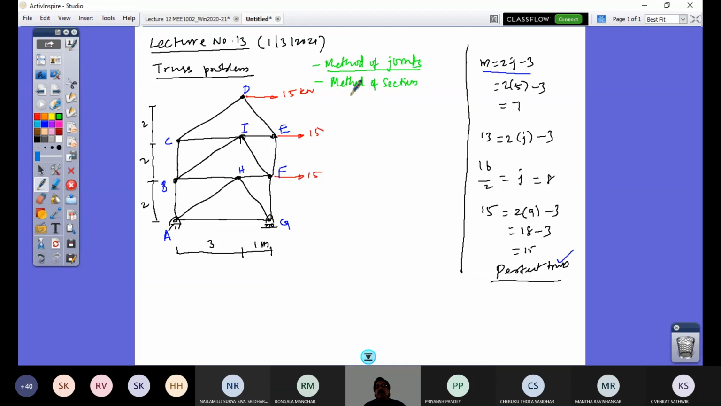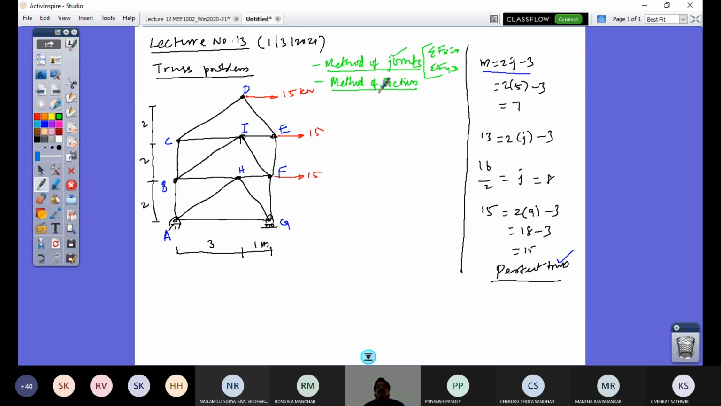So what is this method of section and method of joint? Basic difference. In method of joints, as you draw the free body diagram of the joint, you have a planar concurrent system of forces in the free body diagram. So you require only sigma Fx equals 0 and sigma Fy equals 0. Only these two equations are sufficient for method of joints to solve.